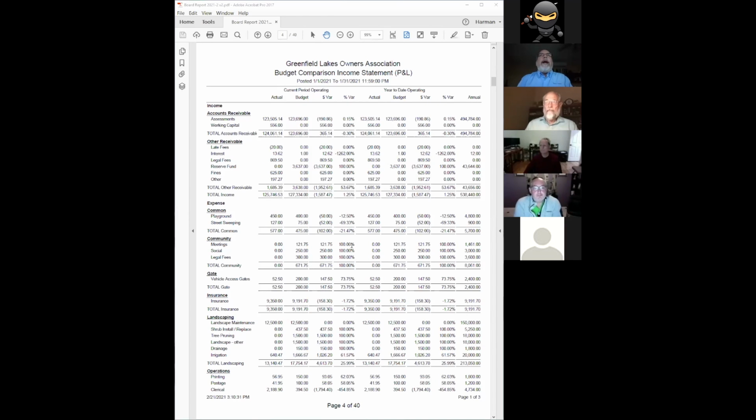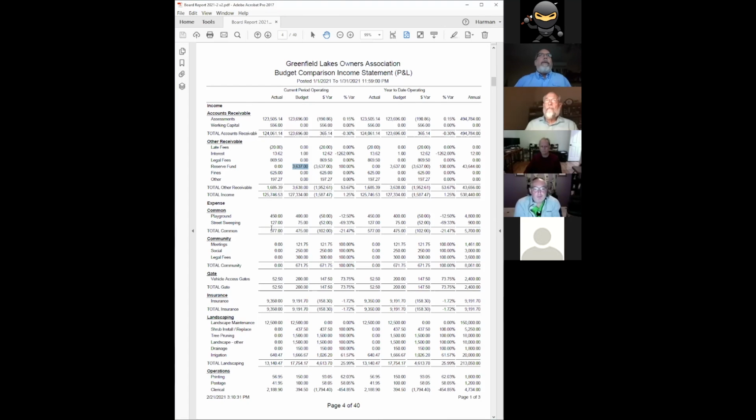On our P&L, our year-to-date and our current period for the month are the same because we're only 1 month in. Our total income is a little below budget because we did budget for the reserve income. Reserve income comes from the sales of homes. As they sell, there's a reserve contribution, and none of that was booked in January. We did have some fines and other, which we don't budget for.